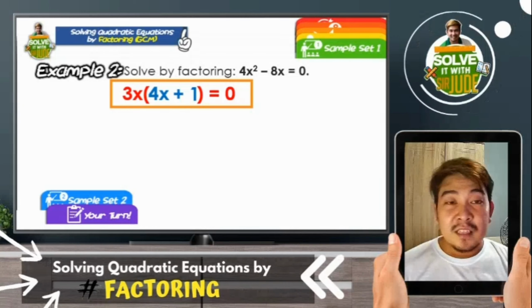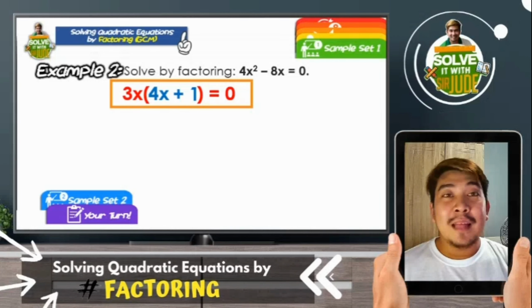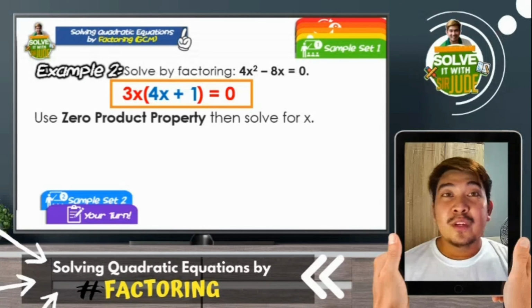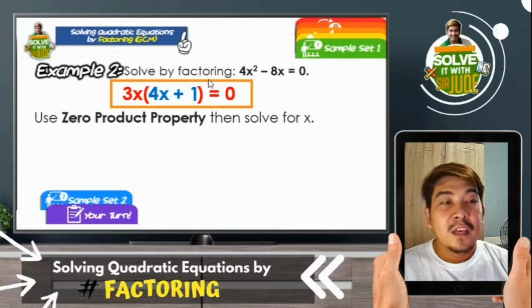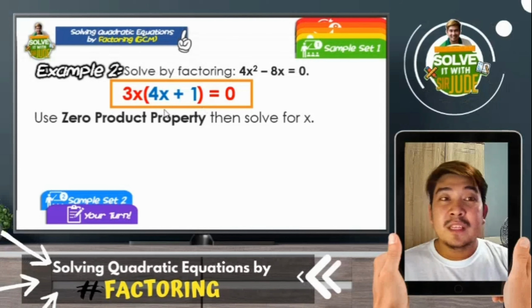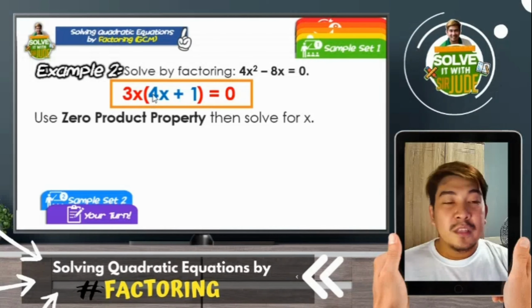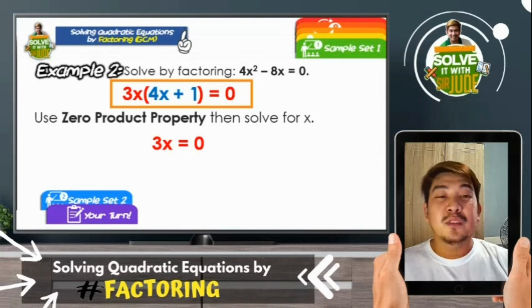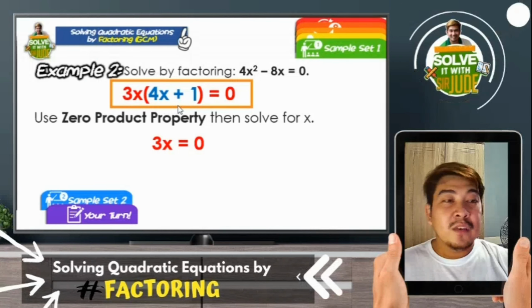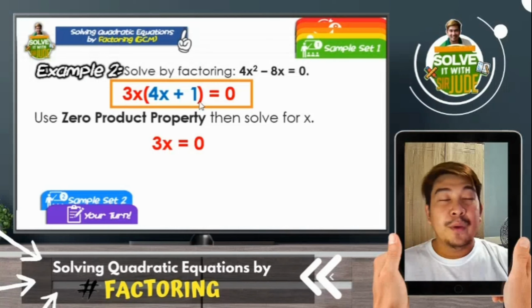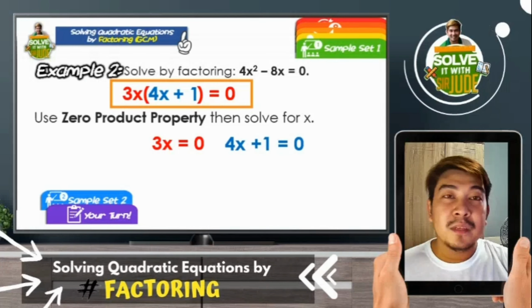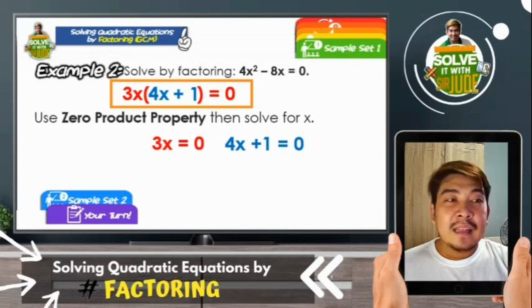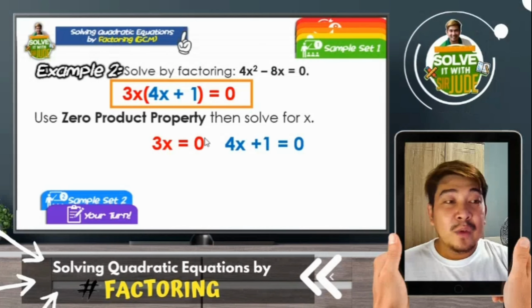So the next thing that we are going to do is to apply the zero product property in order for us to solve for the values of x. So each of the factors will be equated to 0. So the first factor, 3x, equated to 0, the result will be 3x is equal to 0. And then the other factor given by 4x plus 1 equated to 0, that will be 4x plus 1 is equal to 0. And then after that, if you can see, we now have two equations.